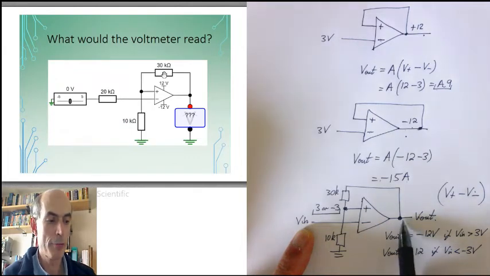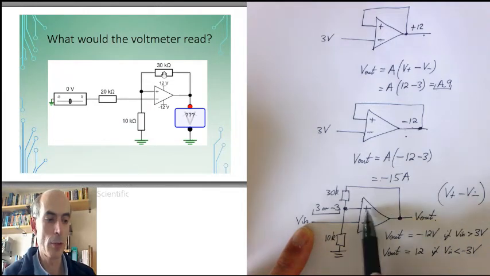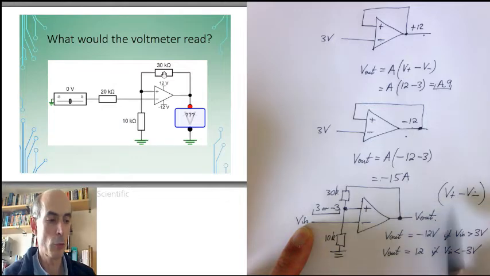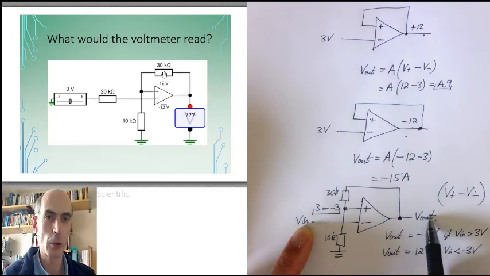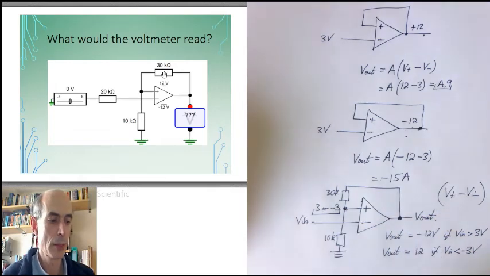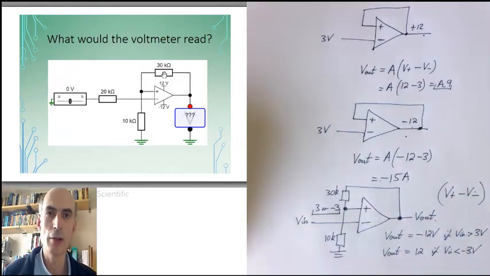On the other hand, if Vout was at minus 12 volts, and Vin was somewhere between 3 and minus 3 volts, then Vin would always be above the value at V+, and therefore V plus minus V minus would still be negative, and Vout would still be minus 12 volts. So, if Vin is between minus 3 volts and plus 3 volts, then Vout doesn't change. It remains in whichever state it was in before.